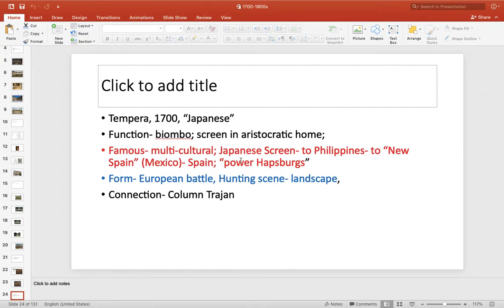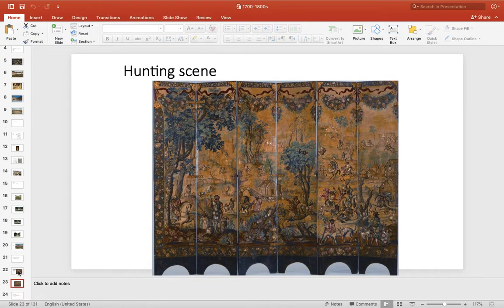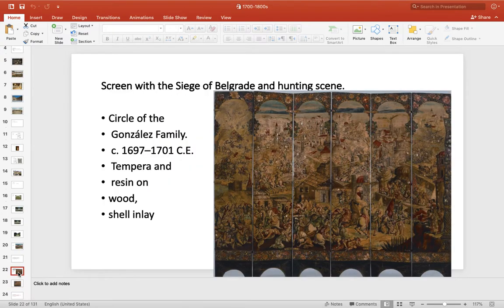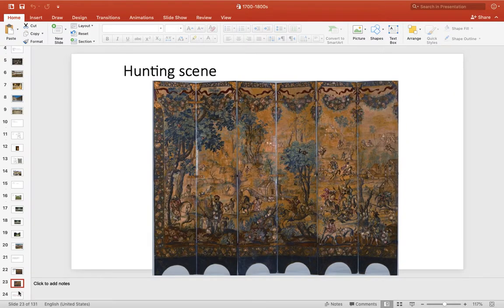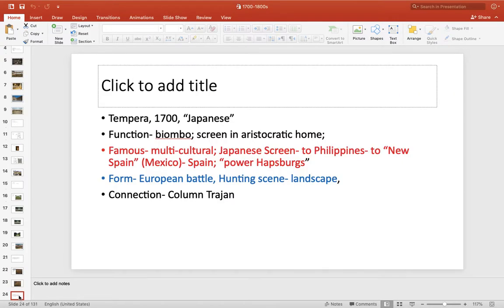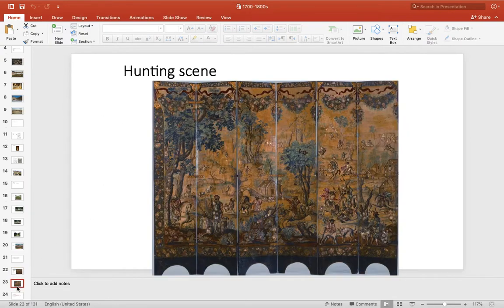It's a Japanese screen that went to the Philippines, which had New Spain, that went to Mexico, that was connected to Spain, which shows the power of the Habsburgs. The form, one side shows a battle of the Habsburgs showing power, the other side a landscape, pretty. Connection, maybe Column of Trajan. They're both kind of boasting of power.